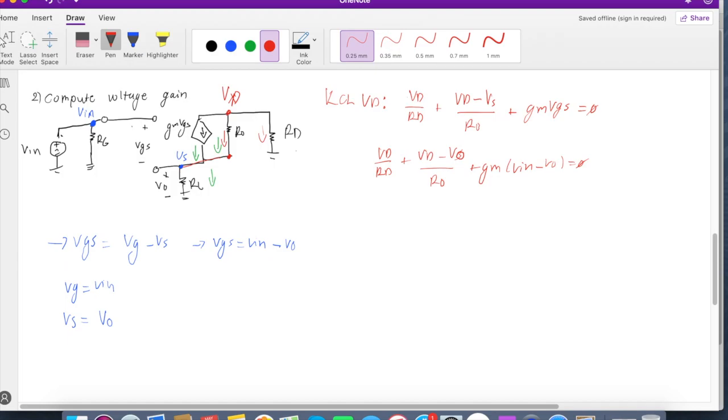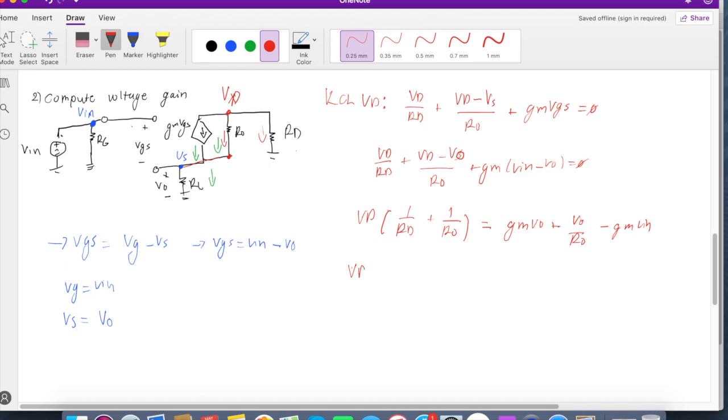So once we factor out VD and move V out and V in to the other side, we simply are left with 1 over RD plus 1 over R0 equals GM V0 plus V0 over R0 minus GM V in. Now, simply all we have to do here is just plug in the numbers and find an equation for VD.